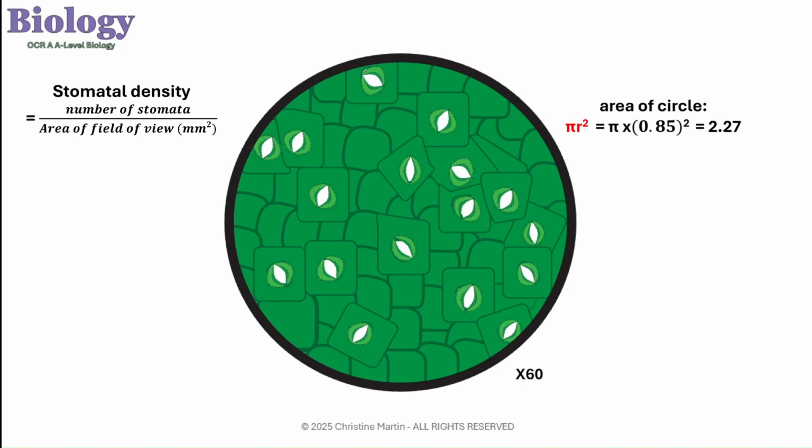Now, if I count the number of stomata that we can see here open in my field of view, there are 17 stomata. So now I would just divide that into an equation. So the number of stomata is 17 divided by the area of field of view, which was 2.27. That tells me that my stomatal density is 7.49 stomata per millimeter squared.